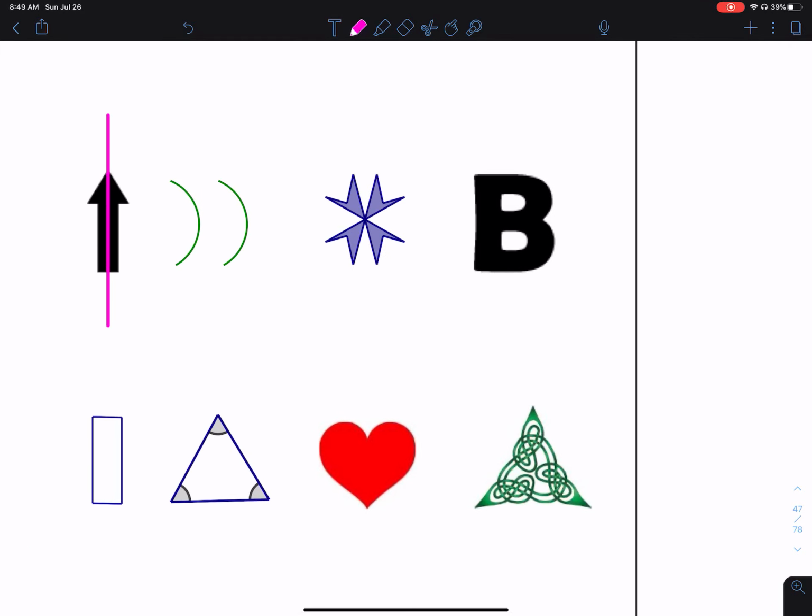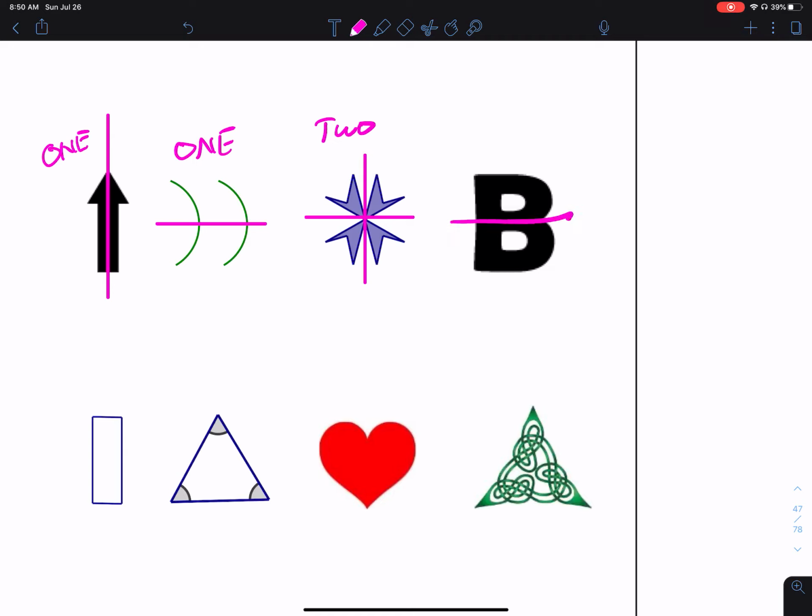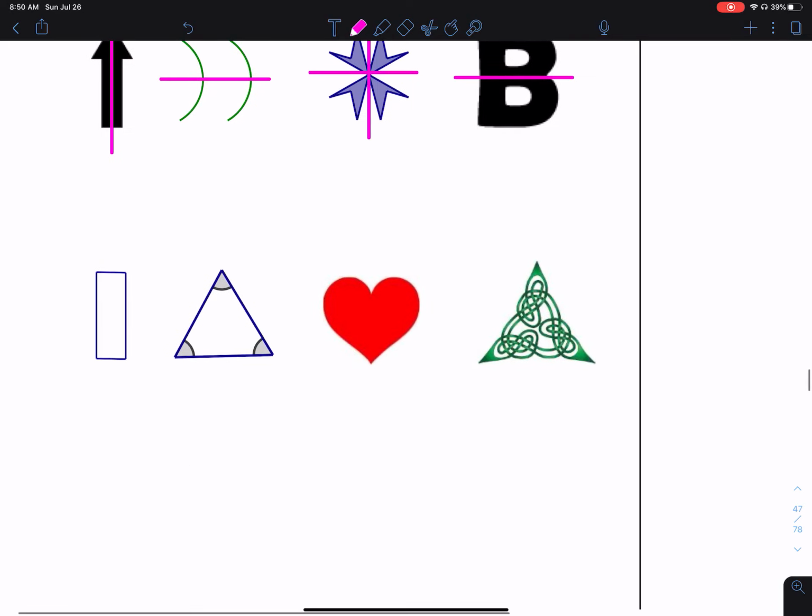This arrow has one line of symmetry going through the middle. This hearts of circles has 1 as well. It's that horizontal line I just drew. This one has 2 lines of symmetry, this vertical one and this horizontal one. This B has 1, a horizontal going right through the middle. This rectangle has 2, a vertical one and a horizontal one.